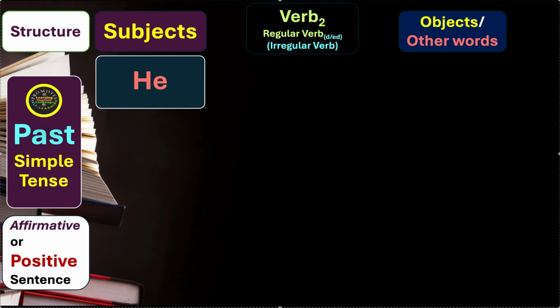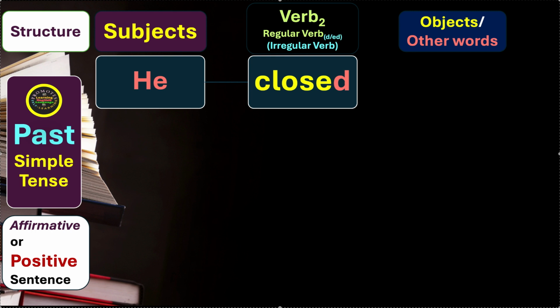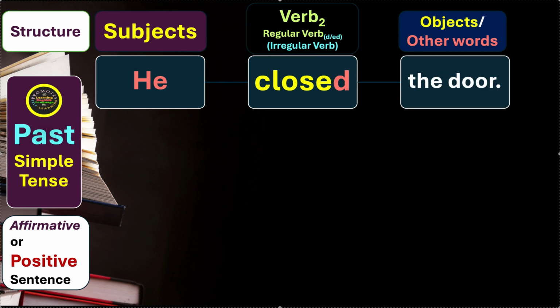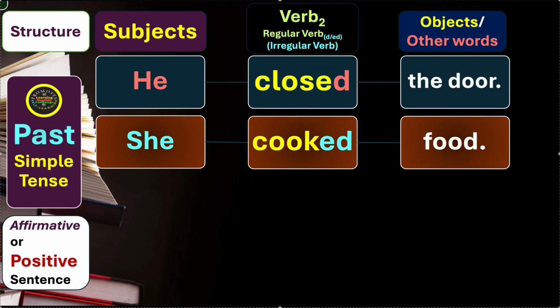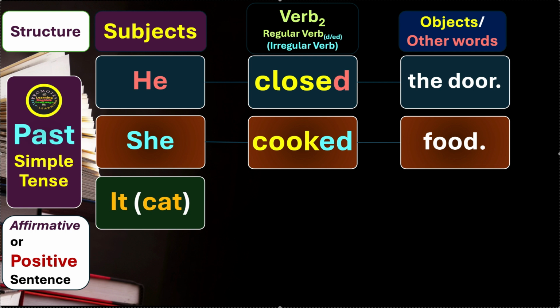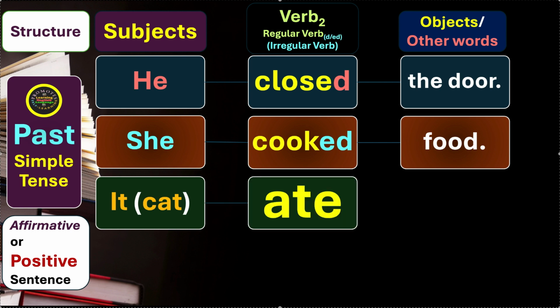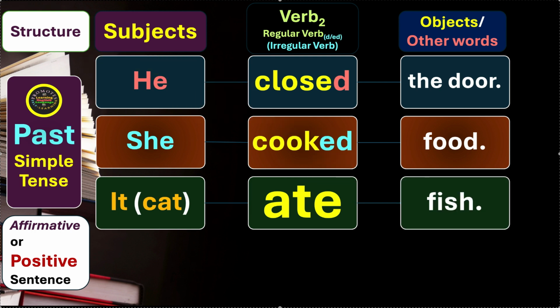If your subject is he, we use the second form of the verb closed. Here we add d at the end of the verb close. And then we have an object. He closed the door. Likewise, if your subject is she, we use the second form of the verb, but here we add ed. And then we have an object. We continue. Then we have the subject it, and here I use this word for cat, ate. Here we don't use d or ed. Why? Because it's an irregular verb. And then we have an object.